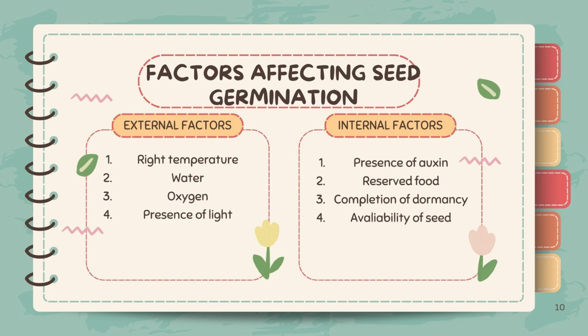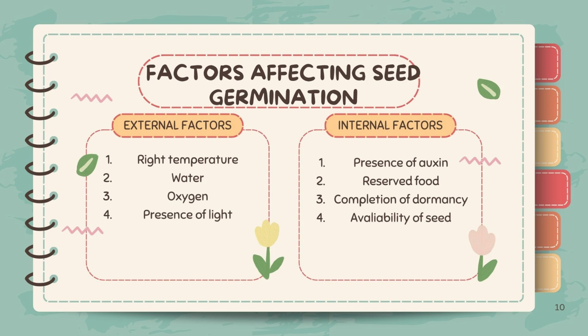There are internal and external factors that affect seed germination. The external factors are right temperature, water, oxygen, and presence of light. Temperature plays a vital role in seed germination. Each seed species has an optimal temperature range for germination. If too cold, the process slows down. If too hot, it can be inhibited or even cause the seeds to die. For most seeds, a warm, consistent temperature is ideal for sprouting.